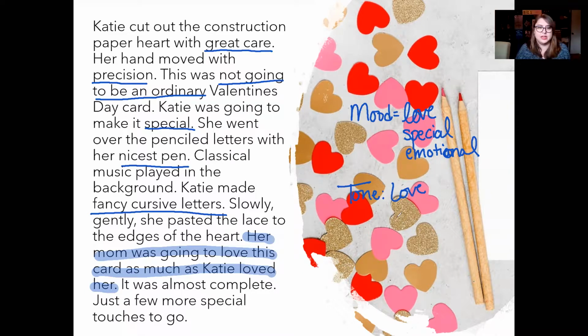I think that Katie is very sweet and very kind. So those are kind of the words that I would use to describe the tone of this: sweet, kind, full of care. And I'm going to use all of those words that I had underlined here to kind of show all about the care that Katie has.